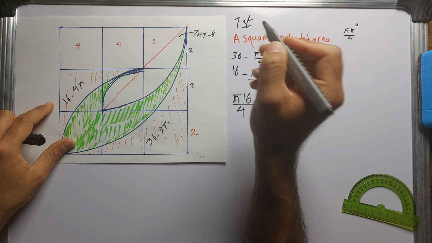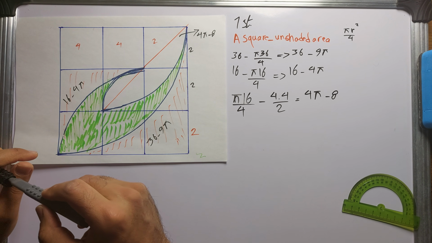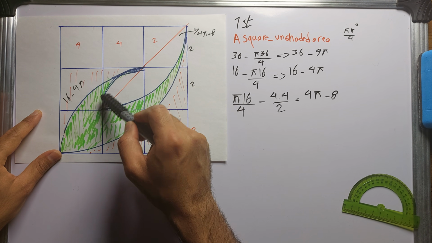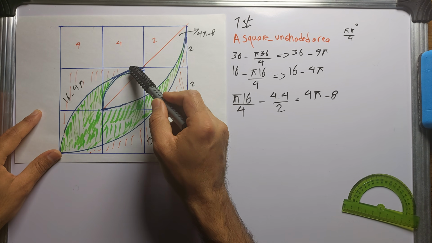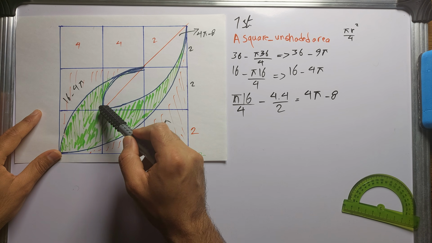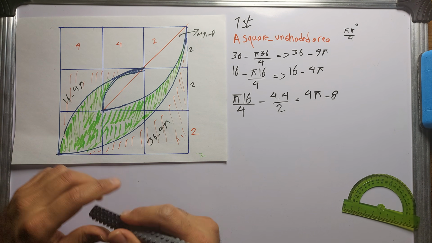minus 8. Let's go with the same approach with this part. So we can see that this part is also a quarter circle. And if we subtract the area of this right-angled triangle, what we have here is the area of this segment, which is bounded by this chord. So pay attention, this is not a diameter of the circle, this is just a chord of the circle.